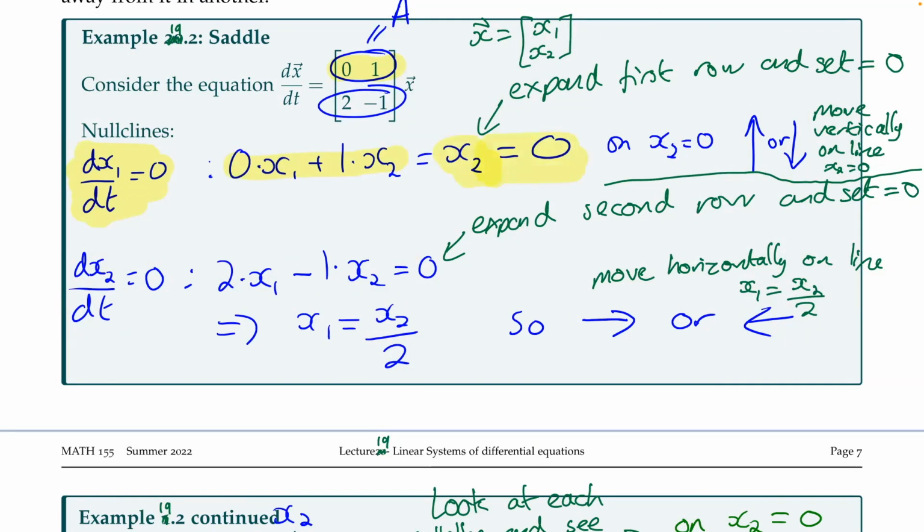And that nullcline x2 equal to 0 corresponds to when dx1/dt is equal to 0, because that's what we set it equal to 0. Now, because dx1/dt is equal to 0, that means that we're not moving left or right. We can only be moving up or down.